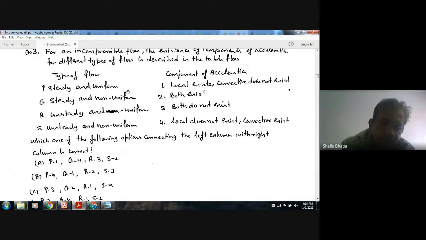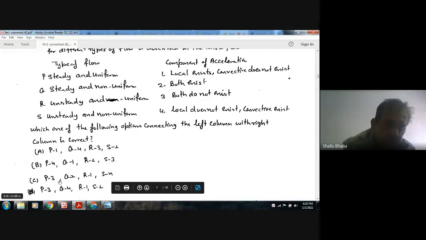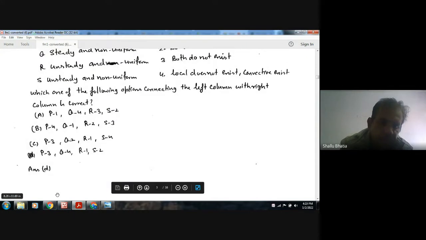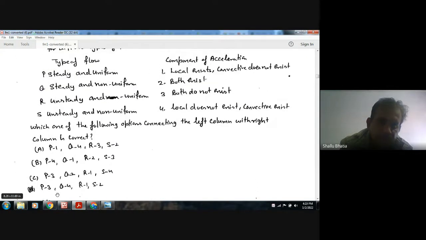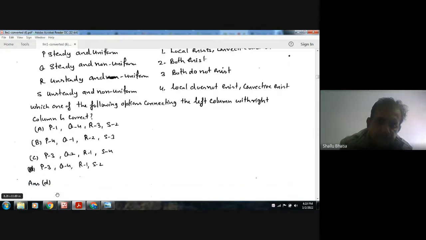So steady and uniform means there is no local acceleration and no convective acceleration. And steady and non-uniform: steady means local does not exist. So the answer is D. And unsteady and uniform: local exists and convective does not exist.